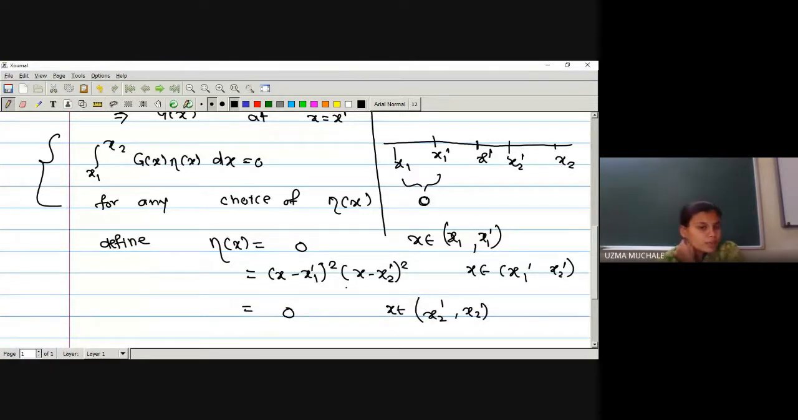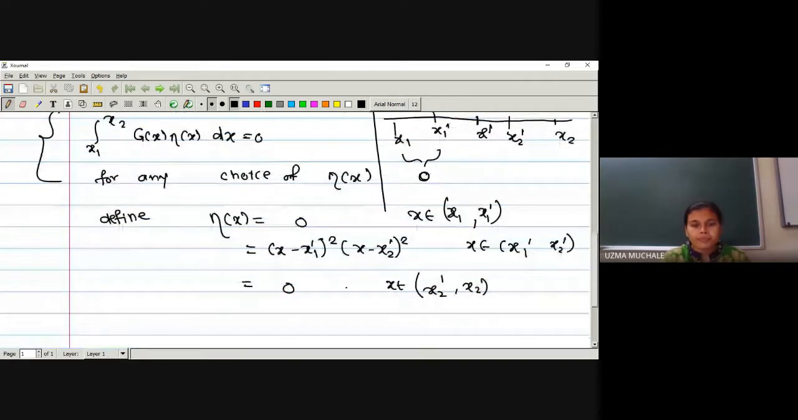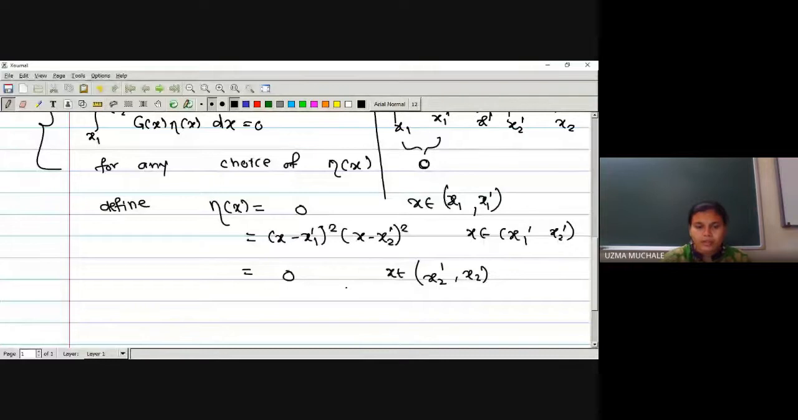So what is given to us? The integral of g of x eta of x is 0 from x1 to x2 for any choice of eta of x. As they are provided for any choice of eta of x, hence we are selecting eta in such a way that we can come to the proof. Okay. After the completion of the proof, you will understand why eta of x is chosen like this.